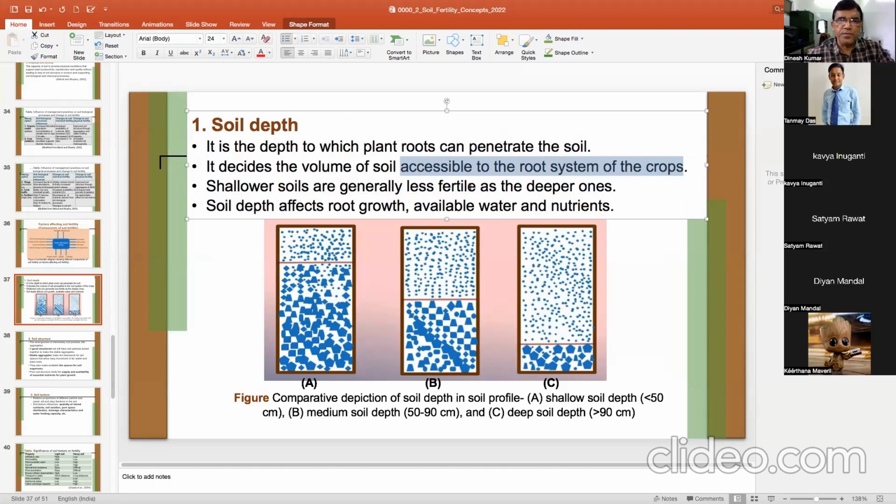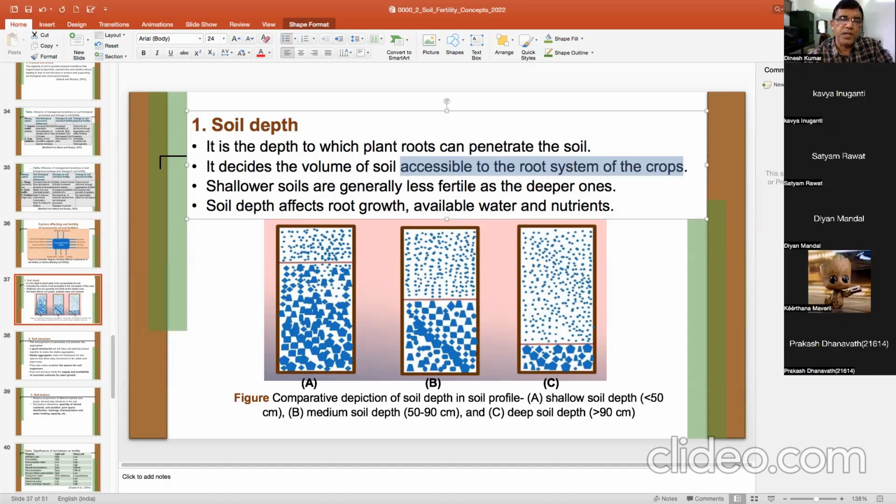If you have shallow root depth, say hardly 30 centimeters, 20 centimeters, then you cannot have good growth of the roots and also good growth of the plant. Because in this case, after the soil, you have bedrock or rocks or very hard material that cannot be penetrated by roots. So therefore, normally, the deeper the soil, the more fertile it is. Shallower soils are less fertile. Soil depth affects root growth, available water, and nutrients.